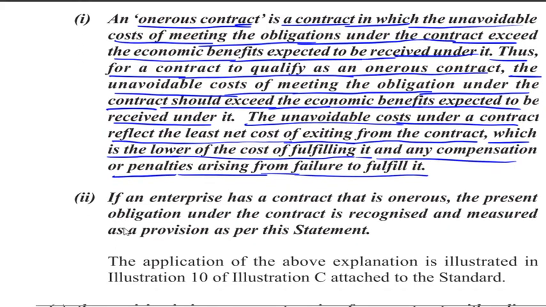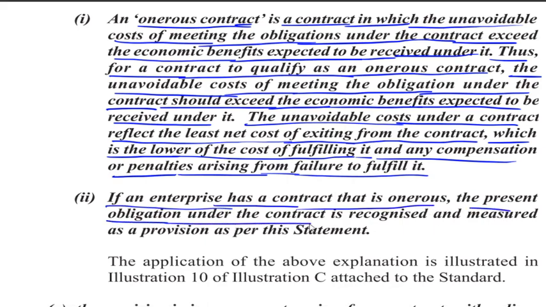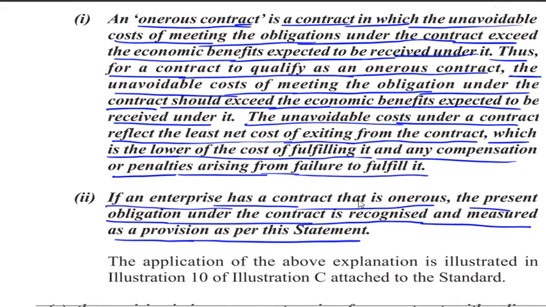Now explanation 2. If an enterprise has a contract that is onerous, the present obligation under the contract is recognized and measured as a provision as per this statement. So as per this accounting standard, an onerous contract is considered as a provision, it is recognized and measured as a provision. But executory contracts are out of the scope of this standard.